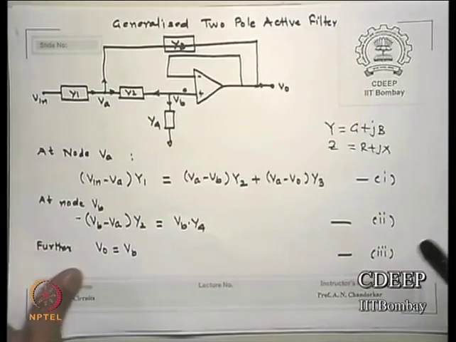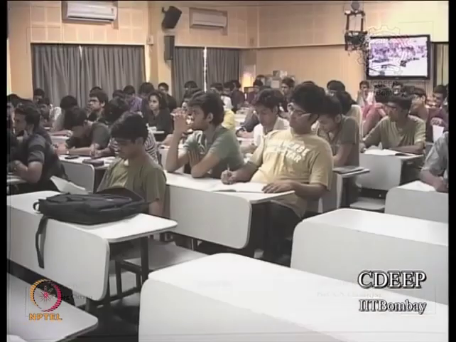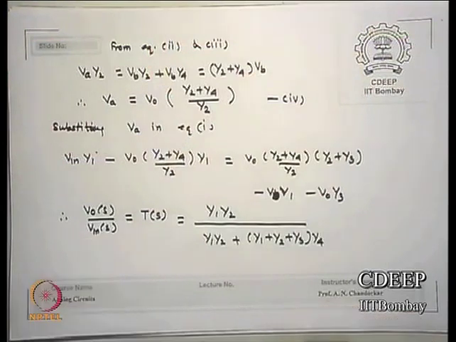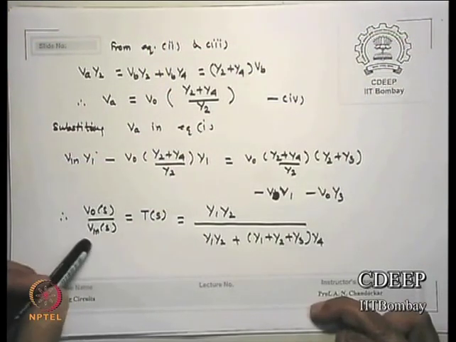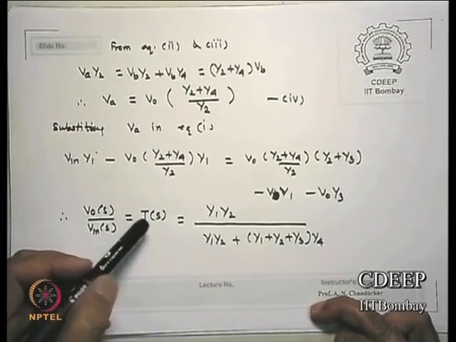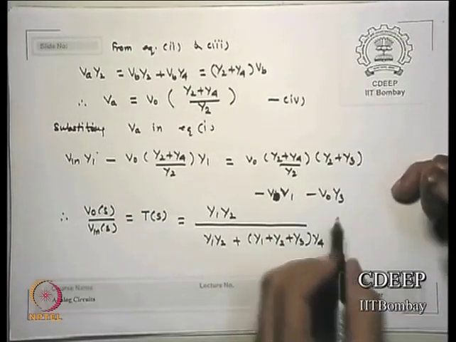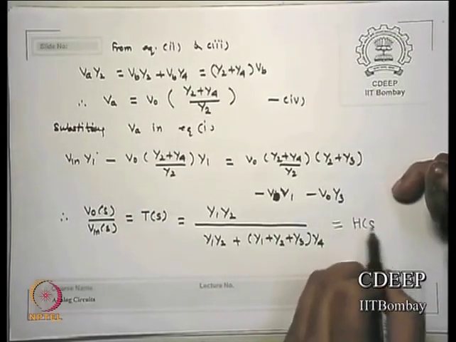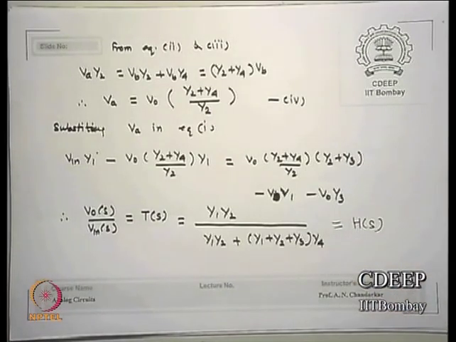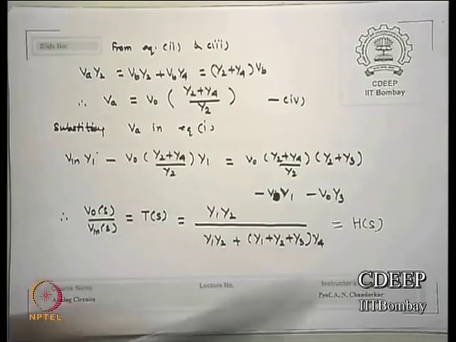If I solve this, you solve it yourself; though I have solved it, you solve it yourself at the end. You can do the analysis I did, just look at the final transfer function you write and verify. V0(s) by Vin(s) you can write as either T(s) or H(s), whichever way you prefer. Normally I have been using H as the transfer function, but from wherever I had taken it earlier there was a T, so I use T. Maybe you call it H(s).